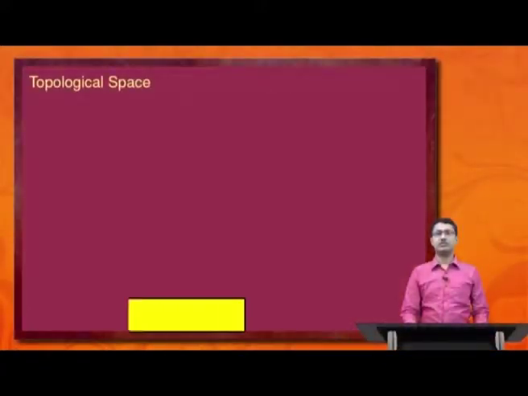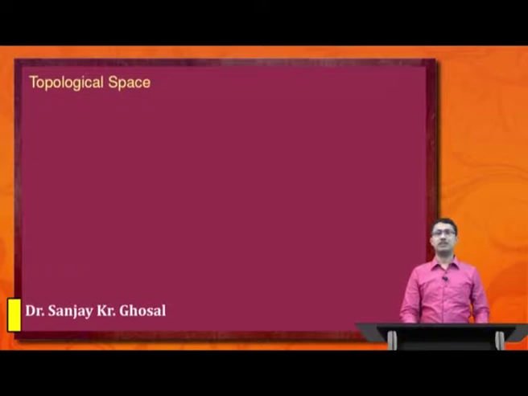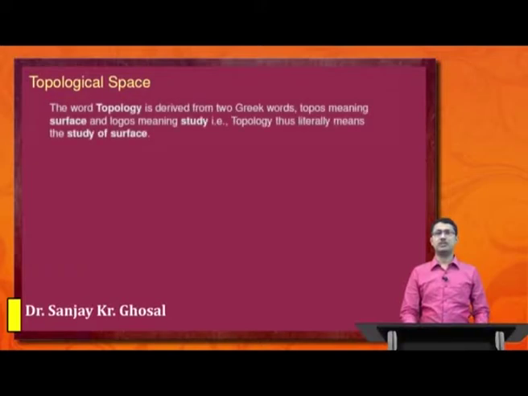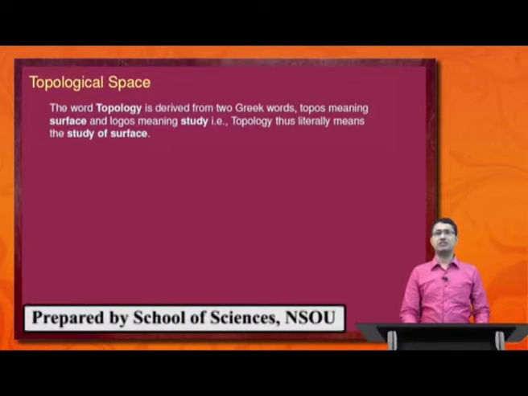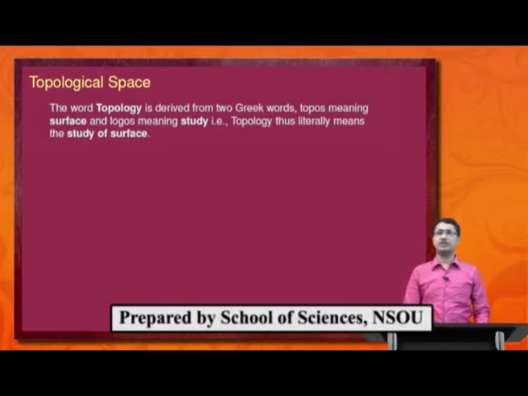First of all, what is topology? That means, what is the meaning of topology? Topology is nothing but a composition of two Greek words: one, topos, that means surface, and another, logos, that means study. So basically, topology is nothing but a study of surface.